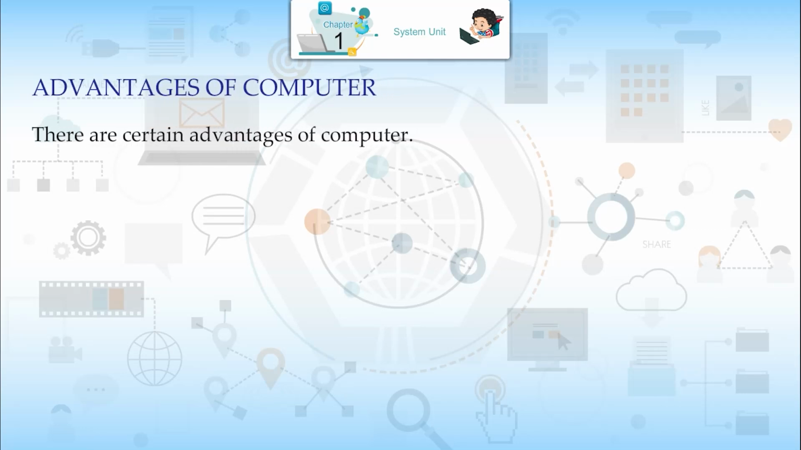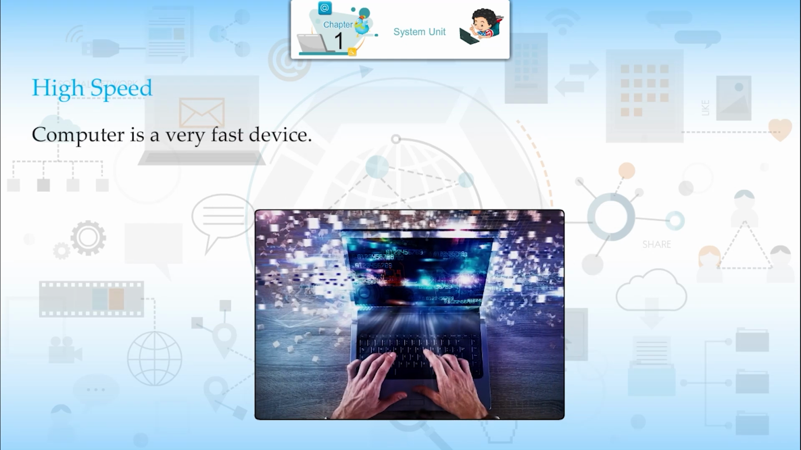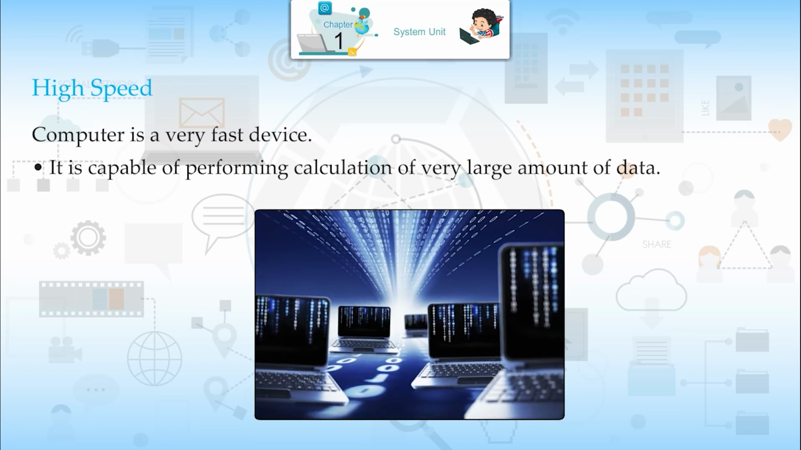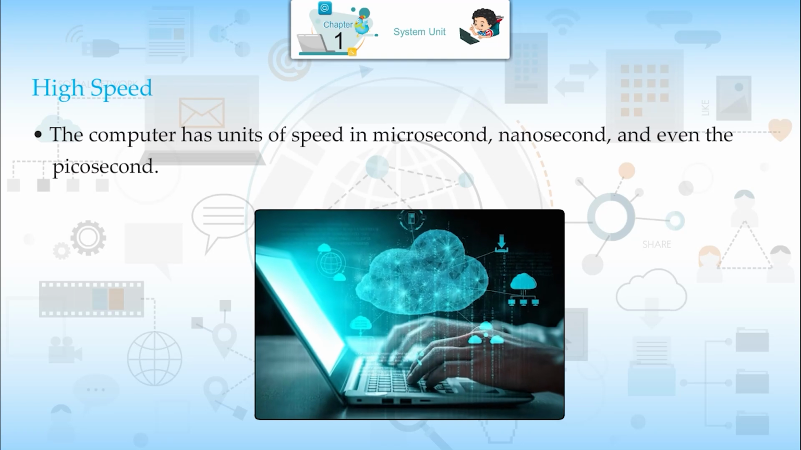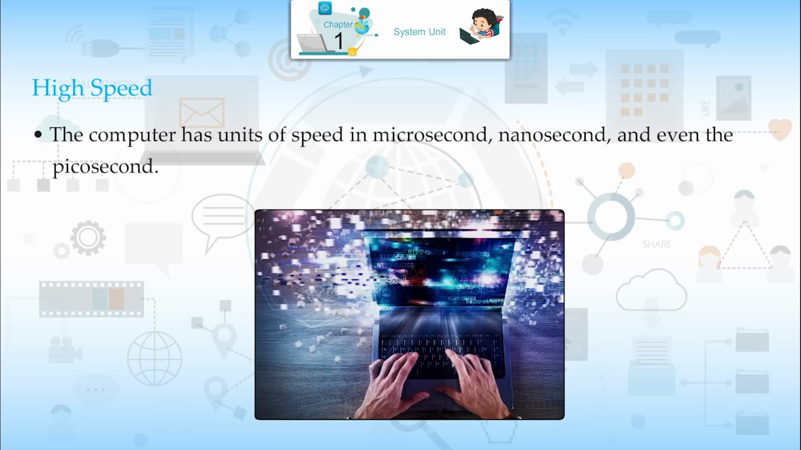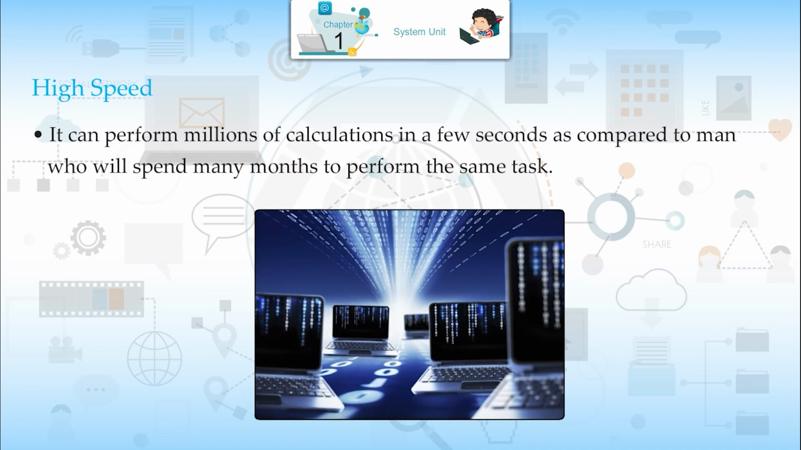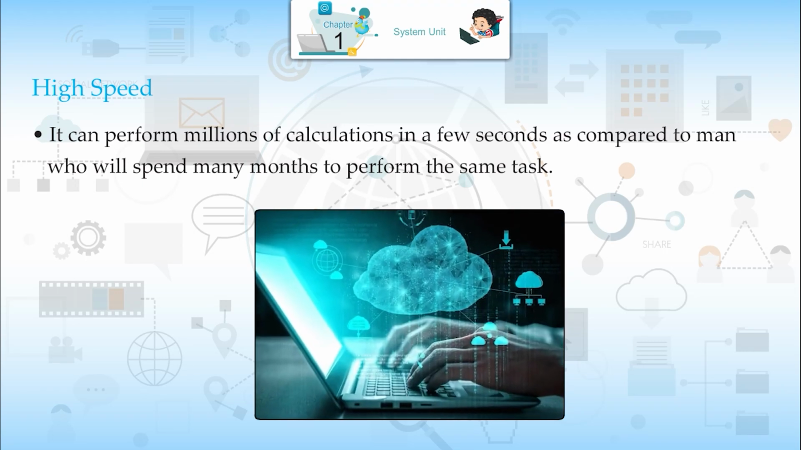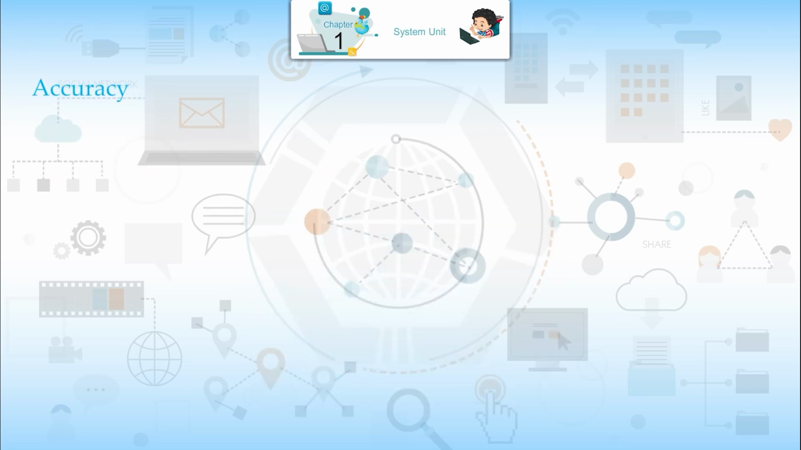Advantages of computer. There are certain advantages of computer. High speed. Computer is a very fast device. It is capable of performing calculations on a very large amount of data. The computer has units of speed in microsecond, nanosecond, and even picosecond. It can perform millions of calculations in a few seconds, as compared to a man who will spend many months to perform the same task.